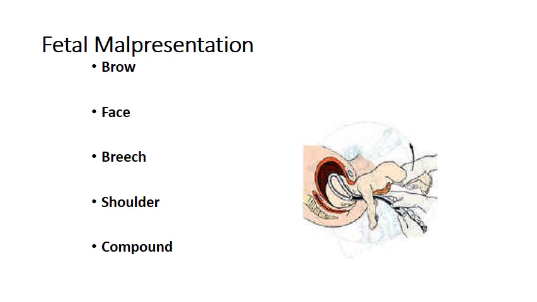There's also something called a compound presentation, where you have two parts emerging at the same time. For example, the head, and maybe the baby has his hand up by his head, and as the baby starts to crown, you see a head and then you see some little fingers. Most compound presentations resolve on their own, but some will require some manipulation at birth.